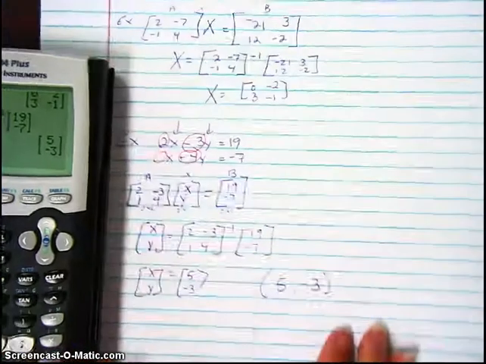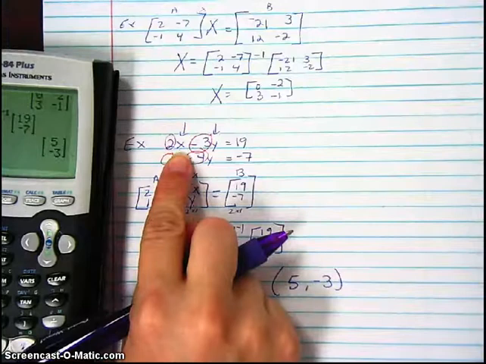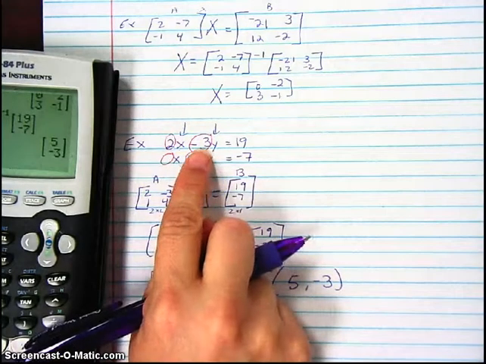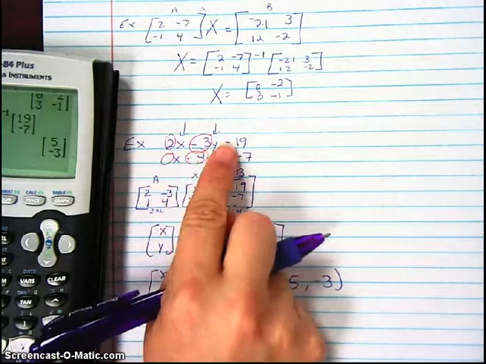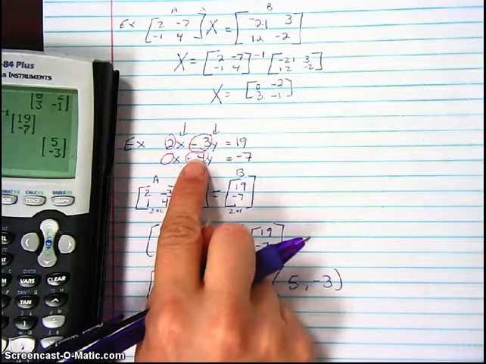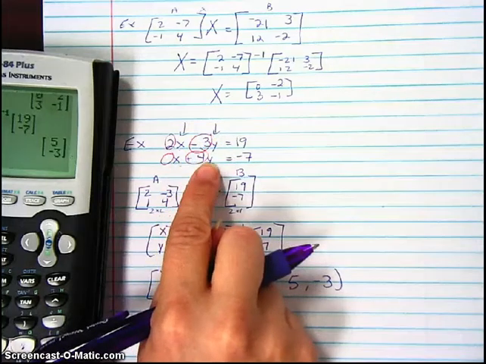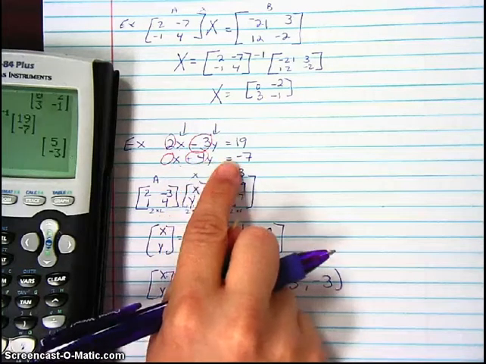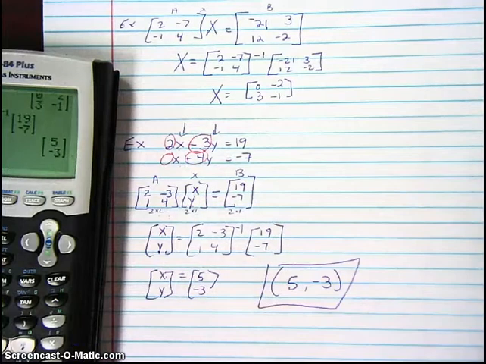Again, we can go back in and check it. 2 times 5 is 10. Minus negative 9, which would be plus 9, so 10 plus 9 is 19. 5 minus 12, because 4 times negative 3 is negative 12, so 5 minus 12 is negative 7. It works, so we know this is the solution to our system.